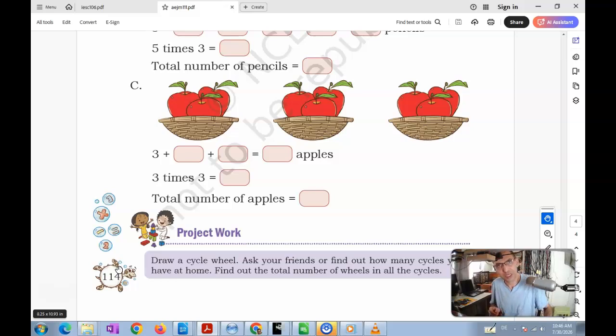So this is the meaning of multiplication. I hope you've understood it properly, and I'll see you in the next video.